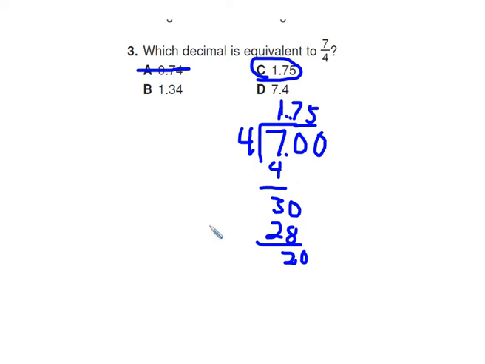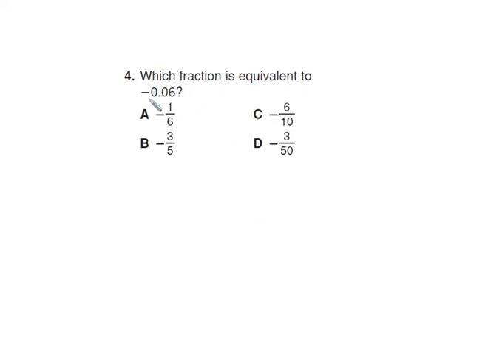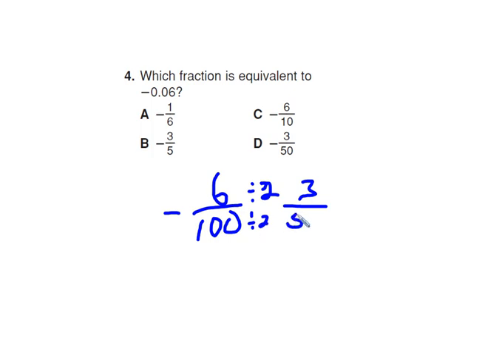Okay. All right. And so, which fraction is equivalent to negative 0.06? So these are all negative. I don't have to worry about that. So it's 6. This is tenths, hundredths. Negative 6 hundredths. Well, they're both even, so I can divide them both by 2. 6 divided by 2 is 3. 100 divided by 2 is 50. Negative 3/50. So this one is D. There we go.